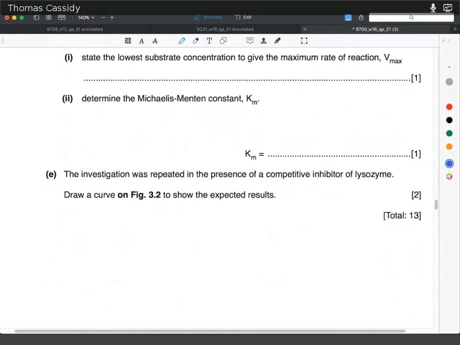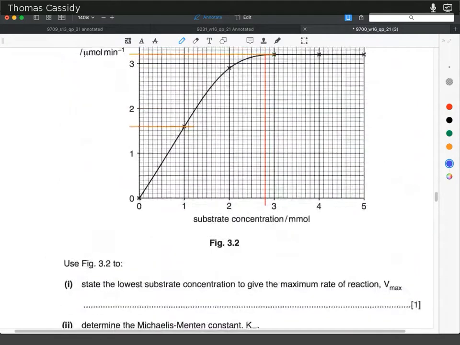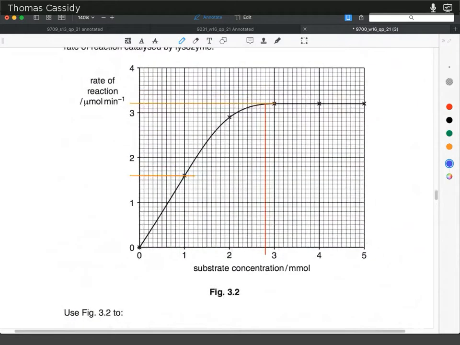Part E says, all right, we're asked to draw a curve in the presence of a competitive inhibitor. So we're seeing if we know the difference between a competitive inhibitor and a non-competitive inhibitor. There's two types of lines we draw. It doesn't have to be particularly well drawn, as long as there's 2 points that we want to hit.